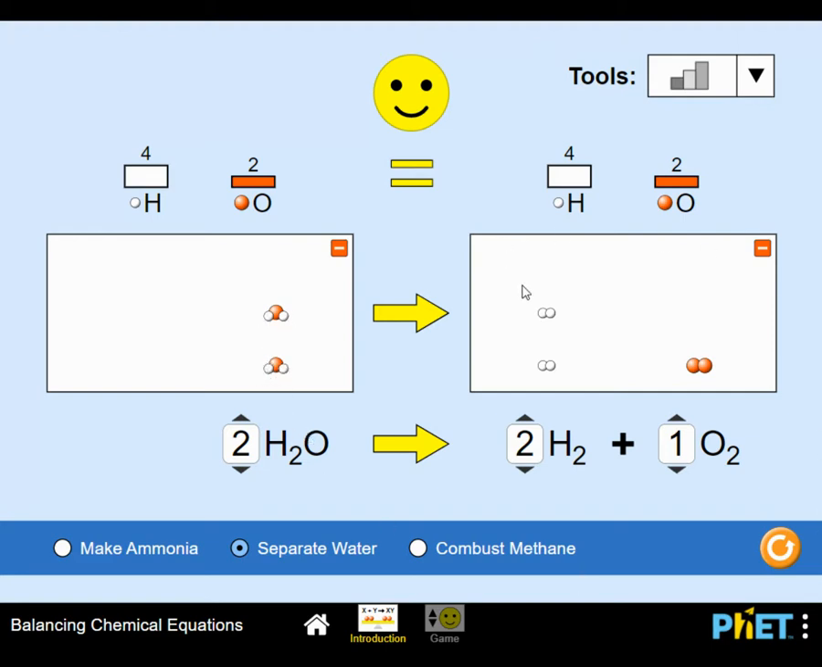In the product side, my coefficient of 2 times my subscript of 2, 2 times 2 is 4. I can see that in my graph, and I can see that in my picture. I have 2 molecules of hydrogen. So I have 1, 2, 3, 4 atoms of hydrogen, and it matches.